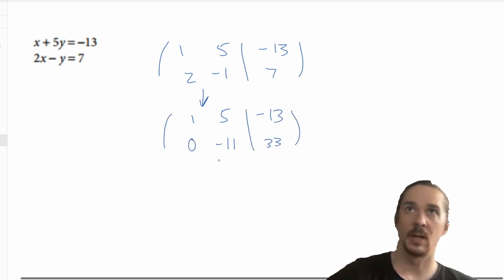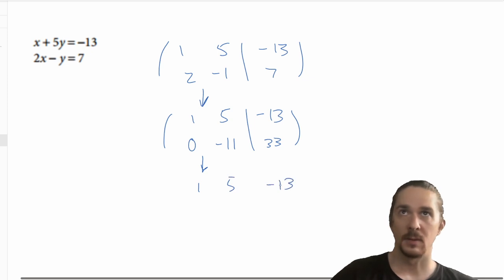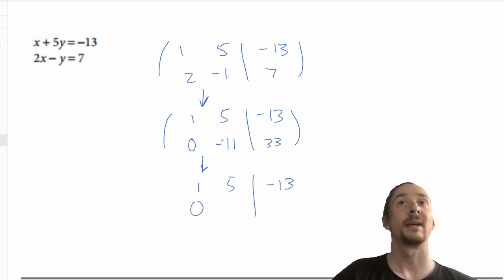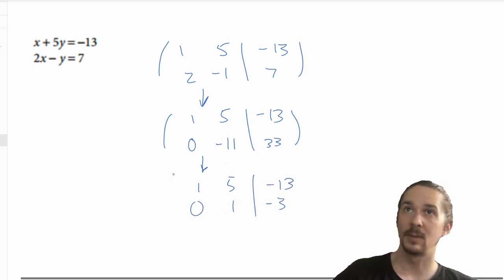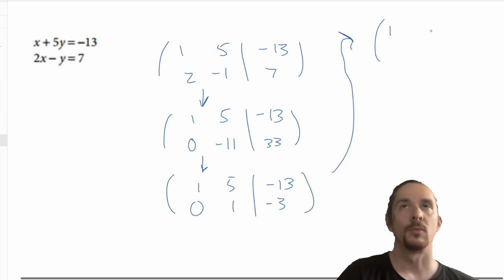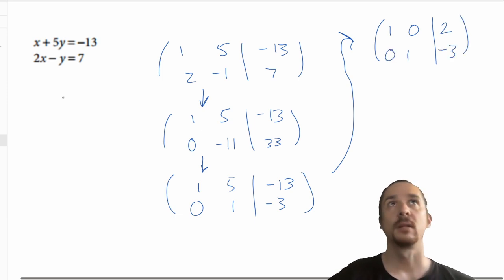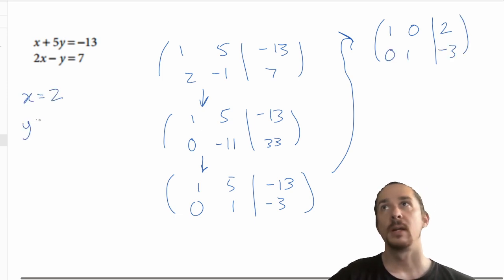Let's divide the second row by 11. 1, 5, -13, 0. Let's divide it by -11. So that becomes a +1. That's a -3. And now we want to subtract 5 amounts of the second row from the first. 1, 0. -13 plus 15 is 2. 0, 1, -3. And so this tells us x is equal to 2 and y is equal to -3. So 2 minus 15 is -13. 4 plus 3 is 7.